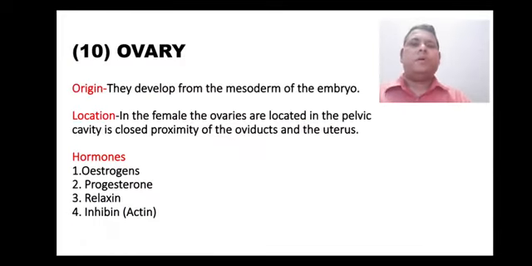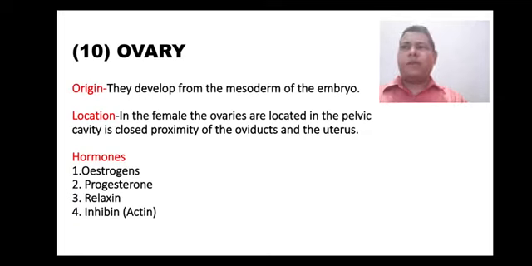Number 10, endocrine glands or exocrine in nature. Example: ovary. The ovary is an organ found in the female reproductive system that produces ova. Origin: they develop from the mesoderm of the embryo. Location: in the female, the ovaries are located in the pelvic cavity, in close proximity to the oviducts and the uterus.